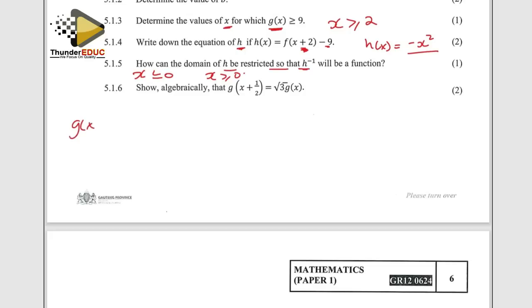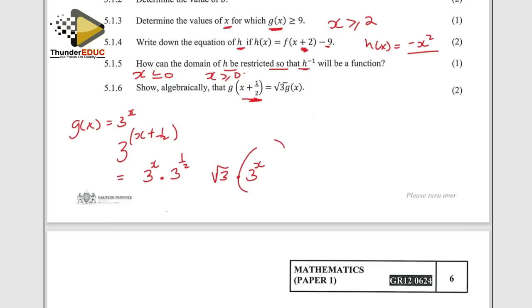So we know that g of x is given as 3 to the x. Okay. Now when we see this, there is a shift. So where there is x, I'm going to replace that. So 3 to the x plus a half. When I split this from my laws of exponents, I'll have 3 to the x and 3 to the half. But I know that 3 to the half is the same as root of 3. So it's going to be root of 3 multiplied by 3 to the x. But we know that 3 to the x is the same as g. So therefore, the g of x plus a half is giving me root 3 g of x. That's what the question wanted.